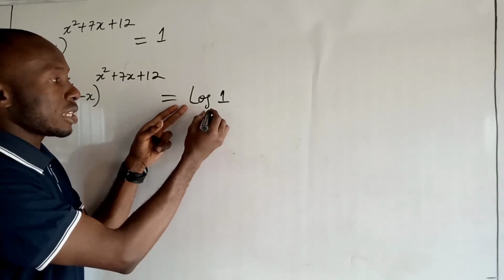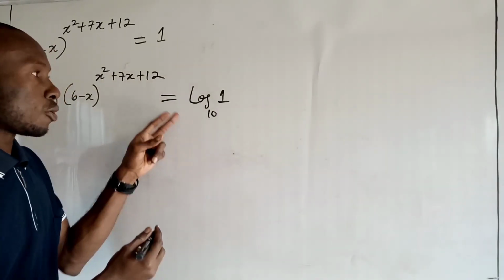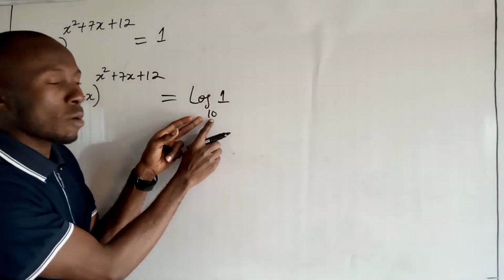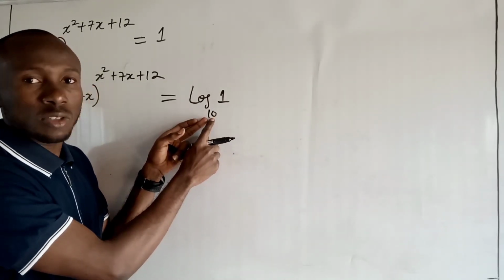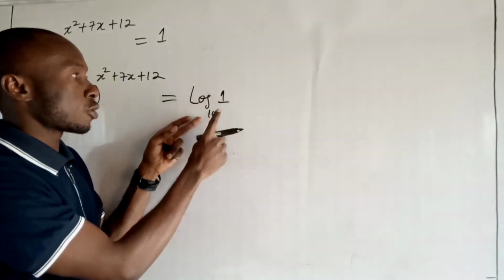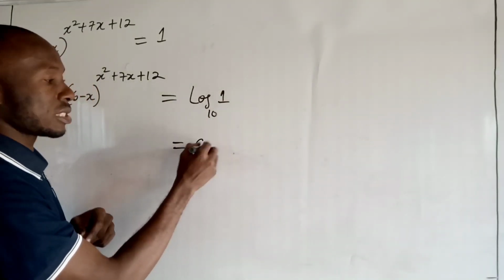This is actually to the base 10. So log 1 simply means what power will you raise 10 to get 1. It is only when you raise 10 to the power 0 that you get 1. So log 1 base 10 is just 0.